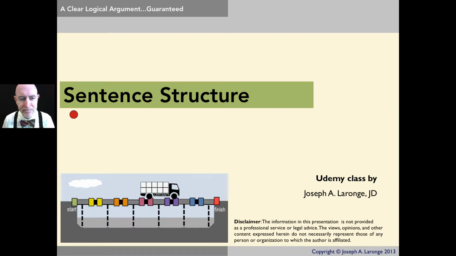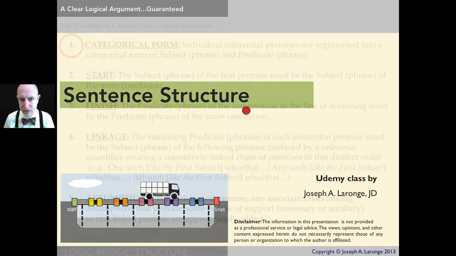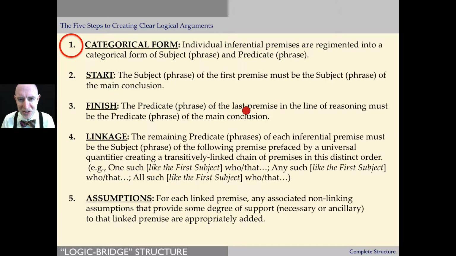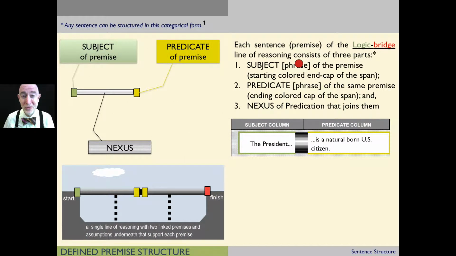Hi, welcome back. In this segment, we're going to talk about sentence structure. Not as bad as it sounds, but it's the first of the 5 steps of creating clear logical arguments. And that's putting the sentences that comprise the argument into a categorical form, which is really just splitting them up into a subject phrase and predicate phrase. If you remember from 3rd grade, a little while ago, but we're going to do a review here.